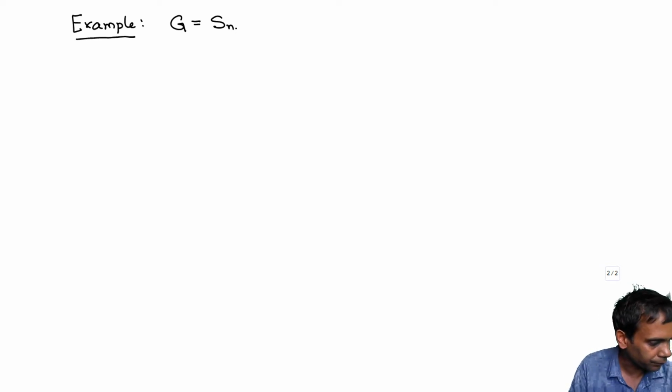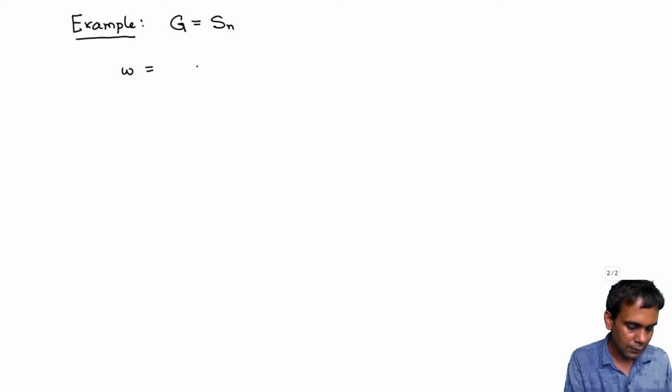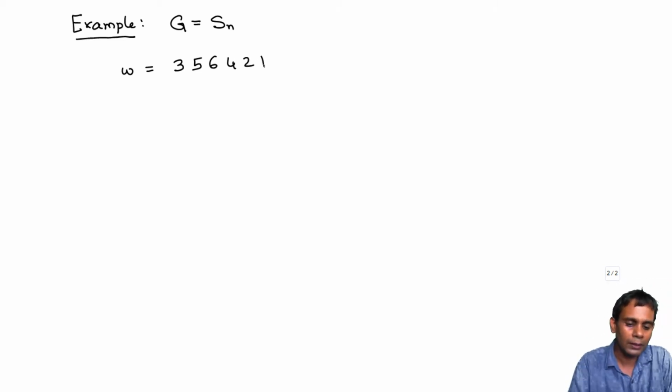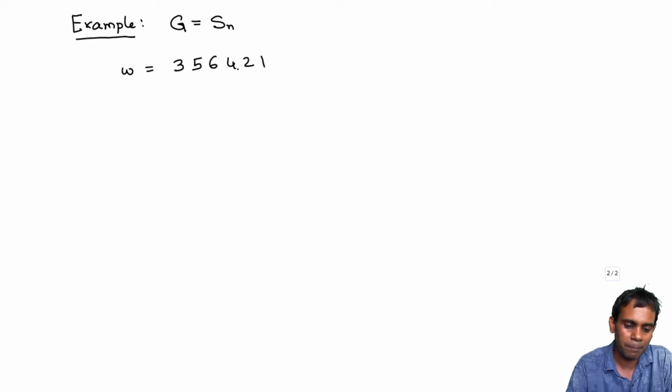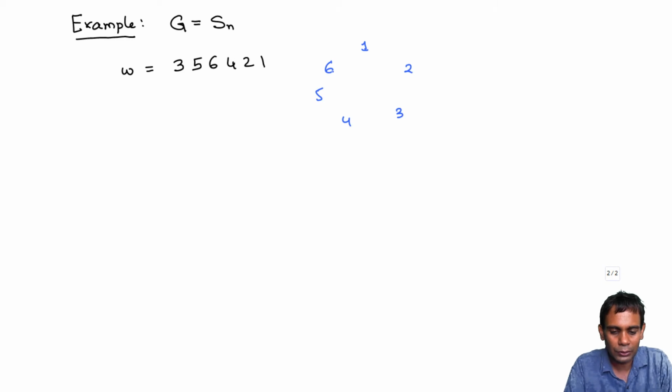So suppose you have a permutation of, let's say, 6 letters, W equals 3, 5, 6, 4, 2, 1. I've written this in one line notation, namely 1 goes to 3, 2 goes to 5, 3 goes to 6, 4 goes to 4, 5 goes to 2, and 6 goes to 1. Now let's try to visualize this element. I'll think of the 6 elements as 1, 2, 3, 4, 5, 6, and let's see what W does to these elements.